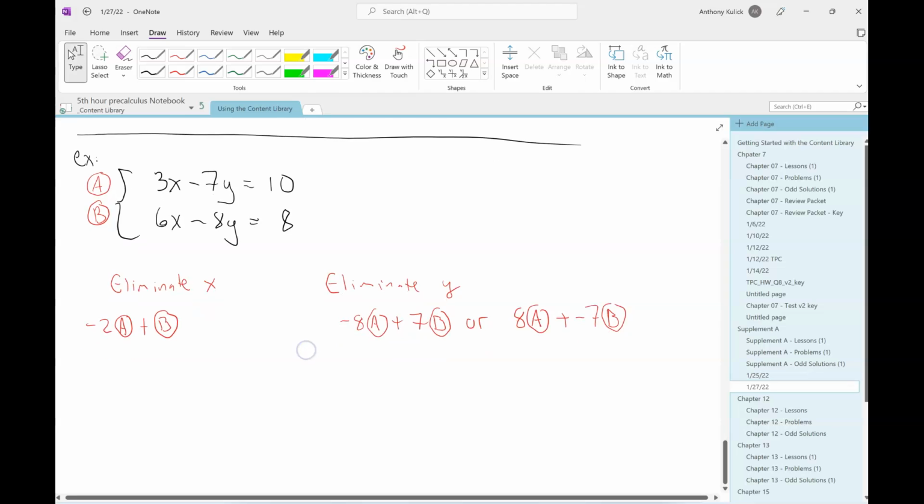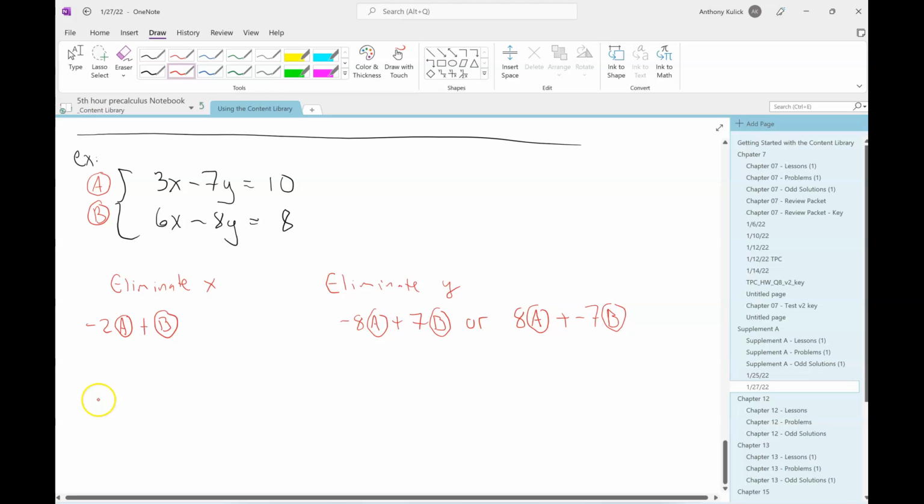Now, given these three choices, which one of them seems like the easiest thing to do? The first one, right? Everybody agrees with that because we only have to multiply one equation. That's what I would choose to do here, but again, it doesn't matter which one you do. I just usually try to find the thing that's the simplest.